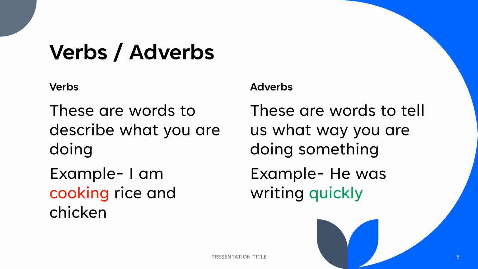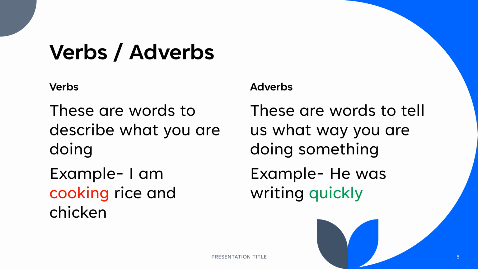The first 2 points on the list I will teach you are verbs and adverbs. So verbs are words to describe what you are doing. For example, I am cooking rice and chicken. So you can see here, I have highlighted the word cooking in red to show you the verb. It shows you exactly what this person or what you are doing.